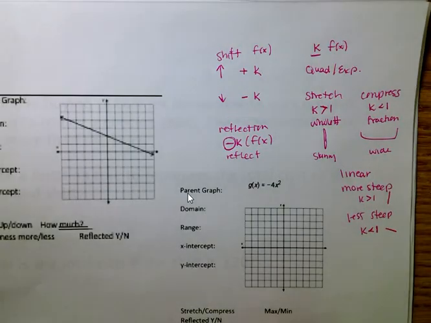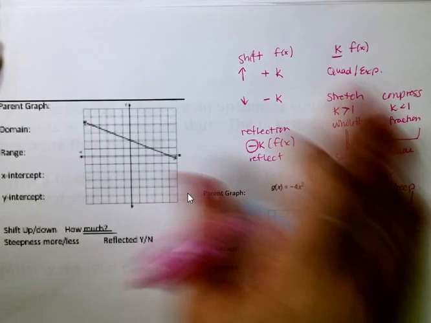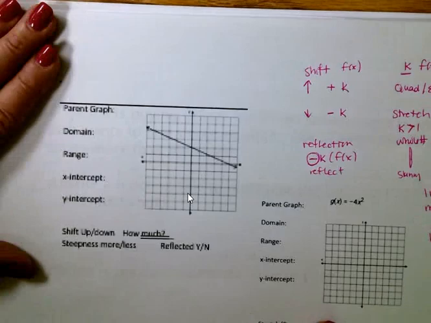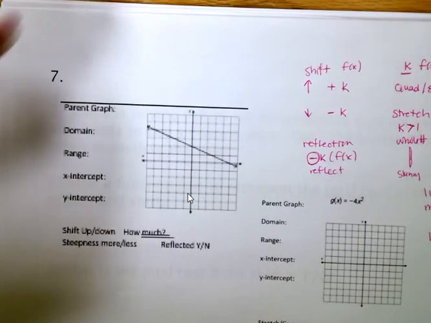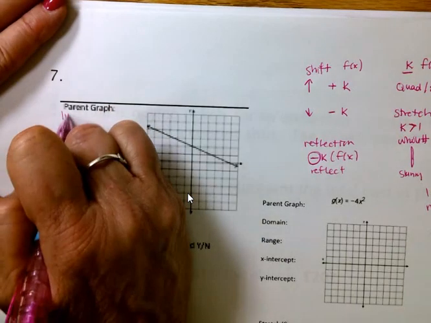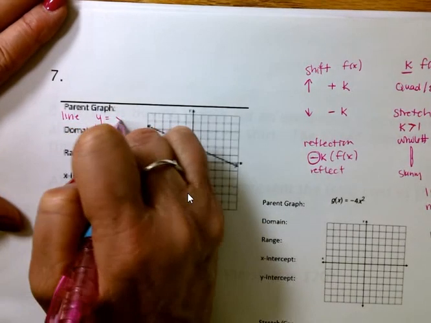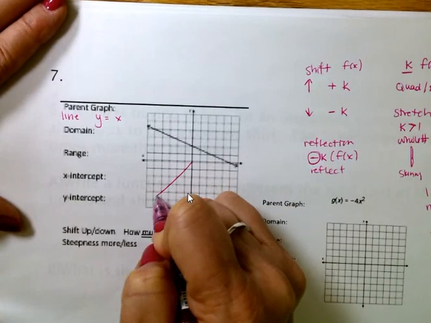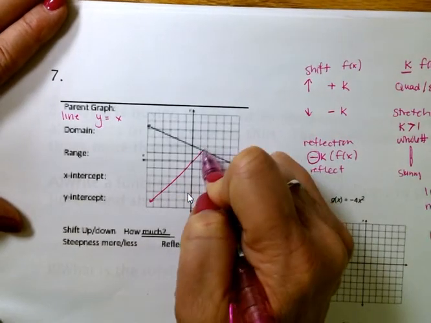So let's look at these two here and see what comes out of this. This is on the notes that we gave last class. So here, with this right here, we want to talk about the parent graph. So first of all, here's a line. So the parent graph from a line is just y equals x. It is the perfect graph with a slope of 1 that goes through the origin perfectly.